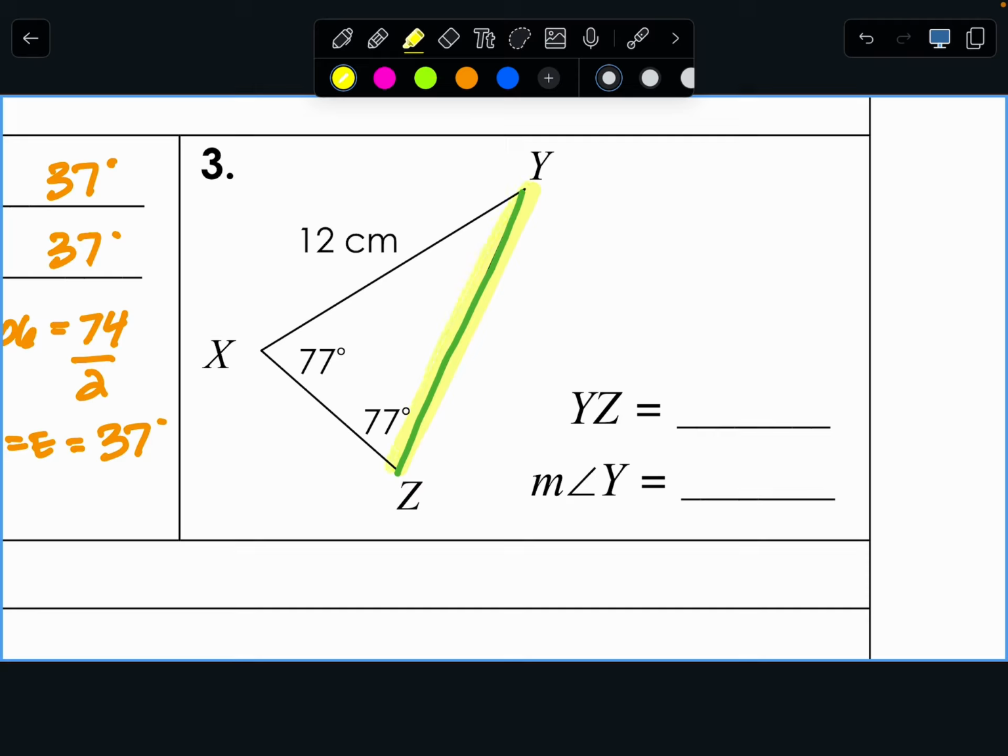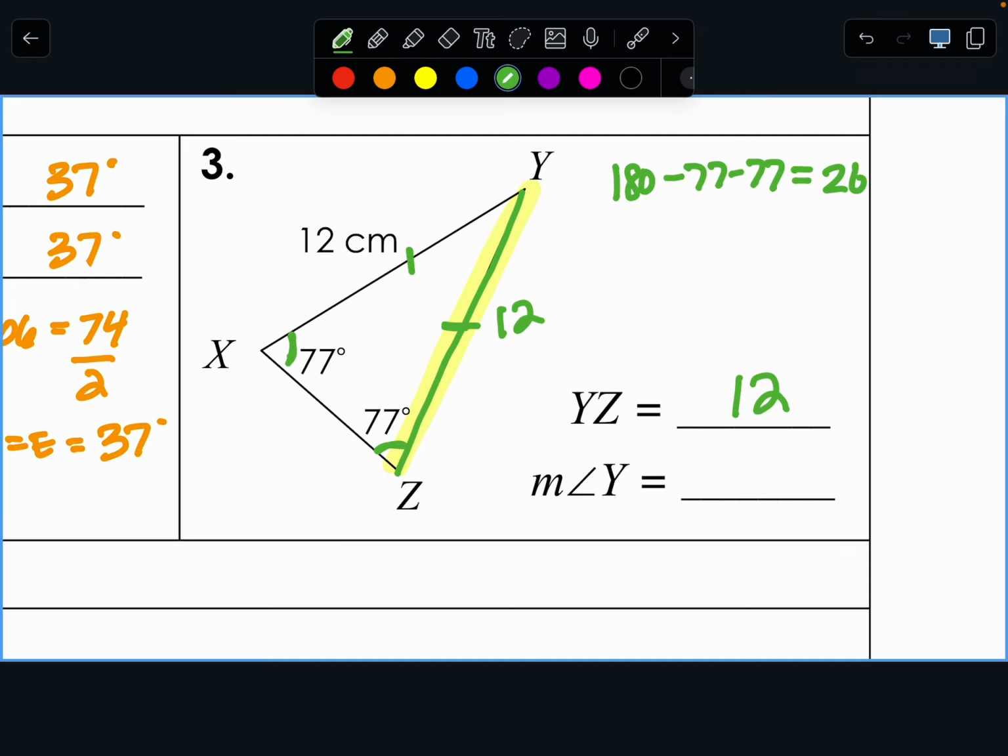This is a side, not an angle. So how long is that side? 77? That's an angle. 12. Because since these are my two congruent angles, these are my two congruent sides. So this is 12. And then to find y, 180 minus 77 minus 77 is 26 degrees.